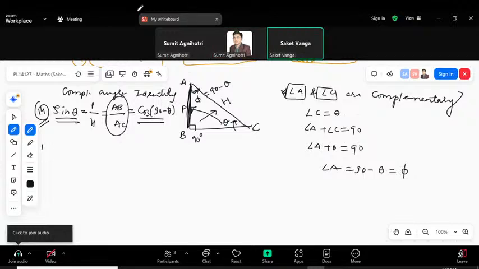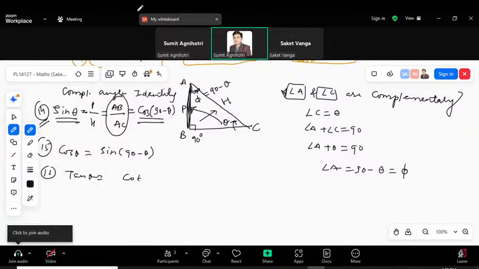Okay, from this point onward we can discuss others, but I'm not telling them all. I'm just writing it for you. You can prove them all in this triangle. Then tan theta is cot 90 minus theta, or vice versa, cot 90 minus theta is tan theta. Similarly, tan 90 minus theta is cot theta, and cosec 90 minus theta is sec theta, or you can say cosec theta is sec 90 minus theta.